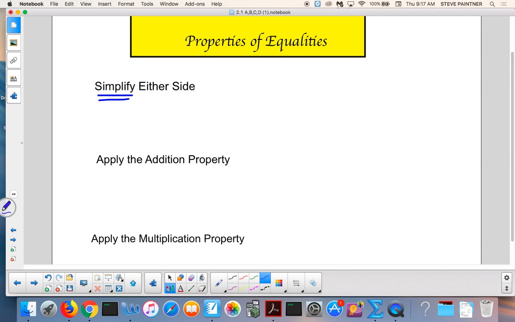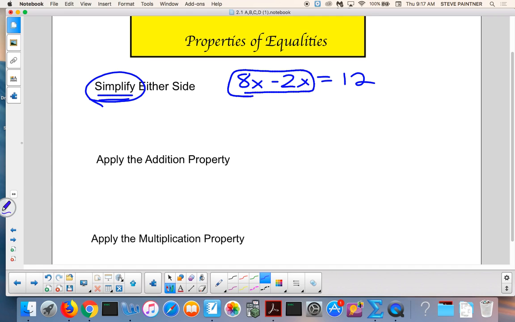Simplify. Okay, I'll try to give you an easy one. Let's go 8x minus 2x equals 12. The word simplify just means join numbers together if you can. So like terms. Combine like terms. So what would you do to this kind of equation? Would you just join the like terms and get what? 6x equals what? 12. Okay?